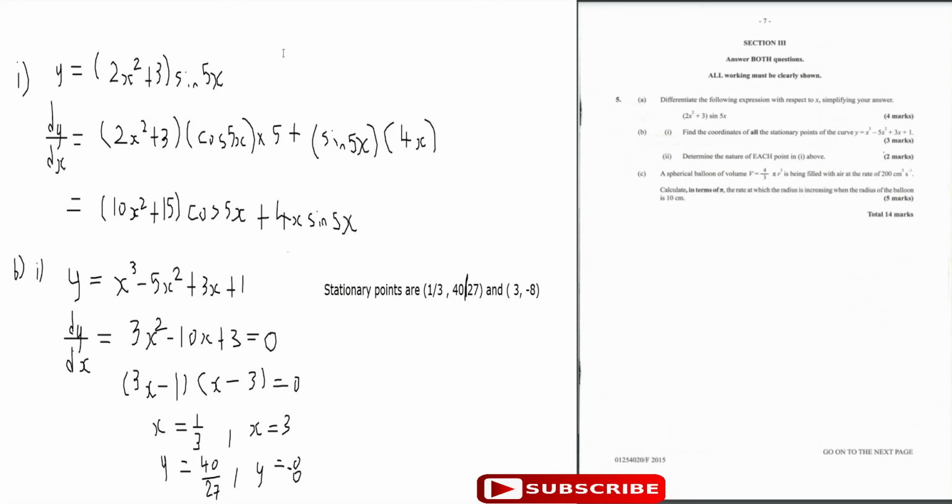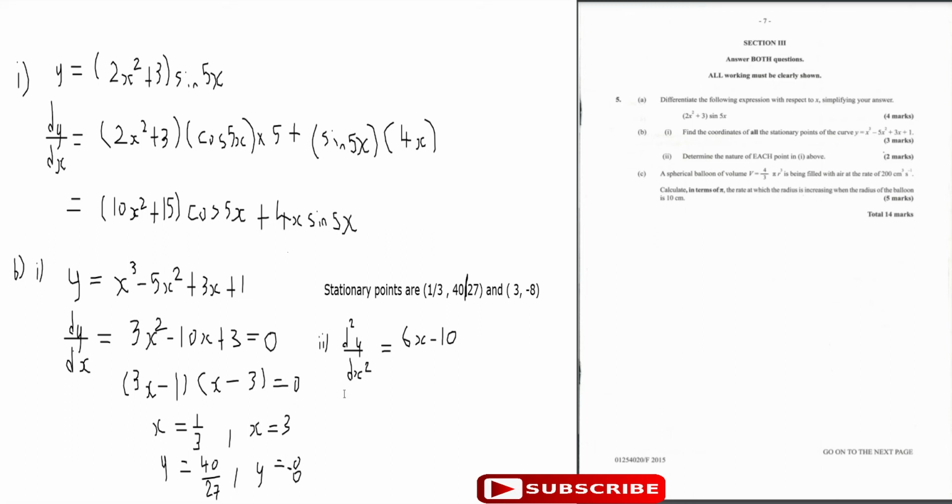Now it is saying, if these are the stationary points, what next should we do? It says determine the nature of each stationary point. The nature of each stationary point is given by d2y by dx squared. To find d2y by dx squared, it's going to be 6x minus 10. That's the second derivative. All right, so this is part 2. All you're going to do is plug in the x value at each stationary point into this.